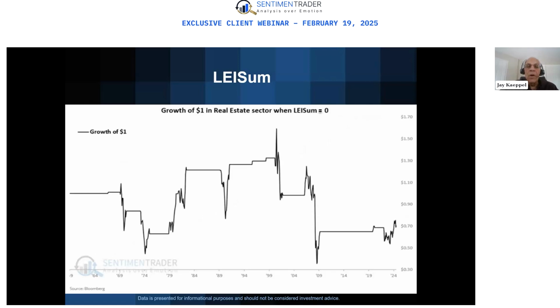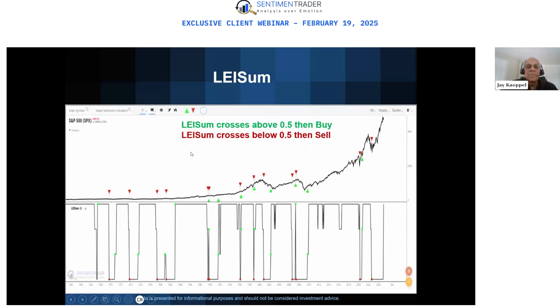On the other side of the coin, here's the growth of $1 in the real estate sector when this model is equal to 0. And you can see the ugliness and devastation, a lot of chop in the last couple of years. So it's something you want to avoid when this indicator is down at 0.